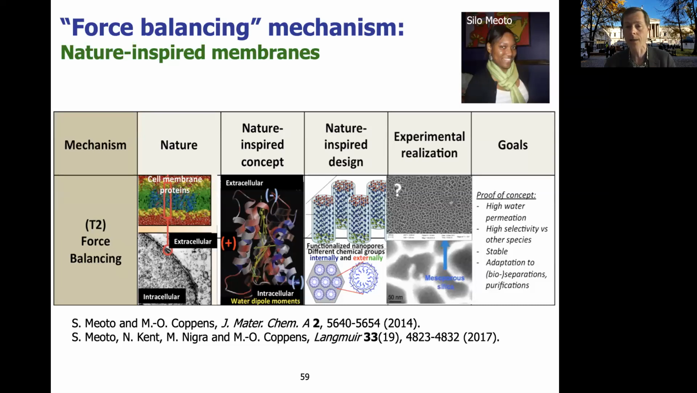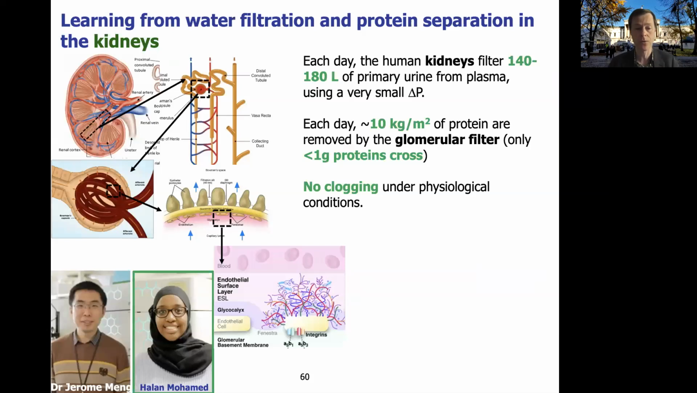I put a question mark there because the way of making these materials still would be too expensive. And so this should iterate. You first have to test the principle, right? And then, through new materials insights and production, you can make this cheaper and more approachable. And so there is some exciting work carried out by current PhD student Hanan Mohammed and former postdoc Jerome Meng, who's now an associate professor at Donghua University in China. There we are learning lessons from the kidney, also for water and for protein separation.